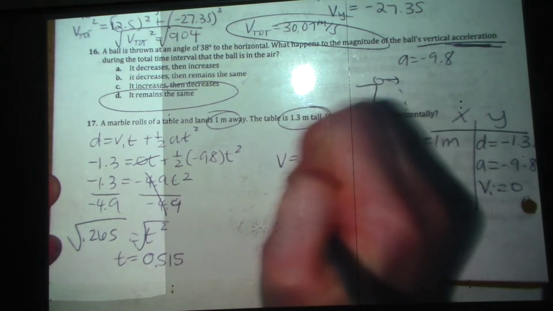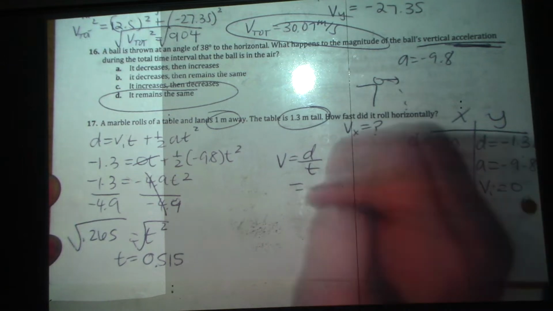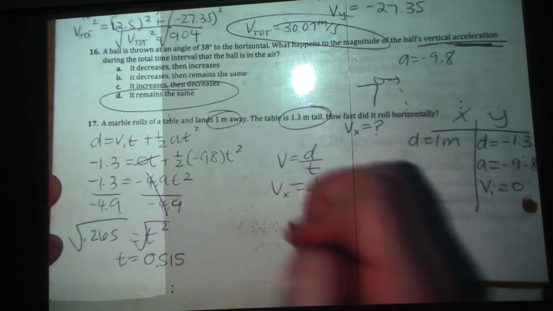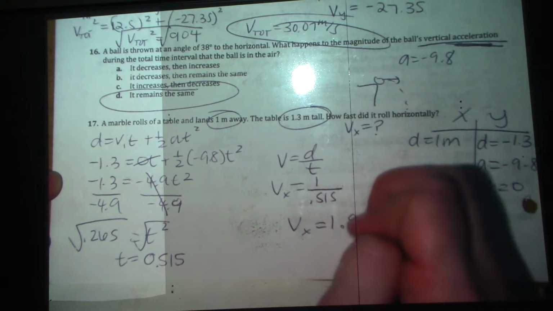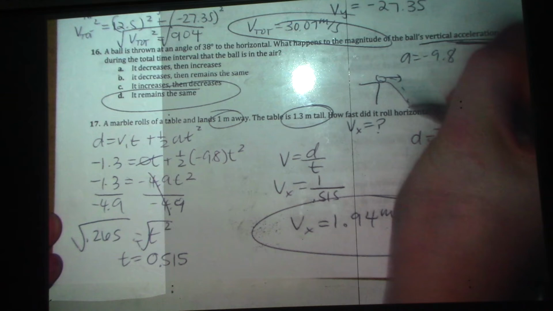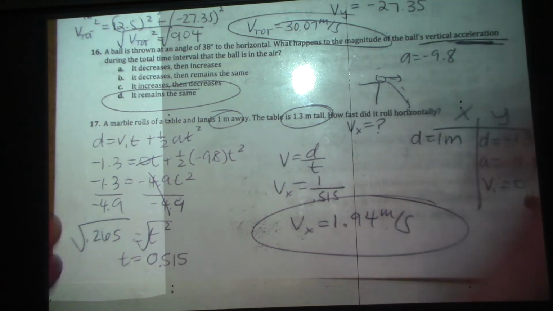And then now that I have that, looking for how fast it rolled horizontally, so v equals d over t, x distance, 1 meter over the time. So I'm looking for x velocity, so then my x velocity is 1.94 meters per second. I do not double time here because it's just falling down. It's not going up and down. There is no t up and t total. It's just the time.